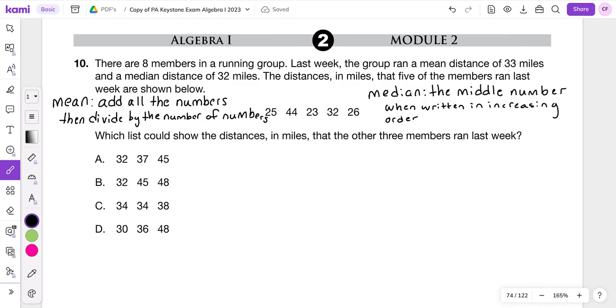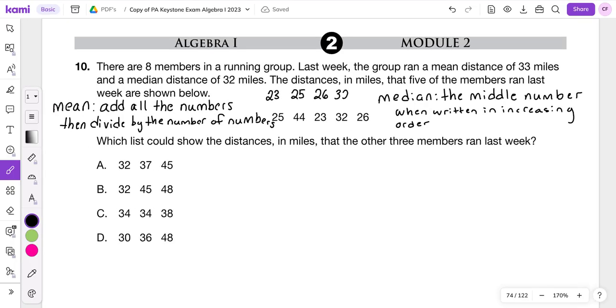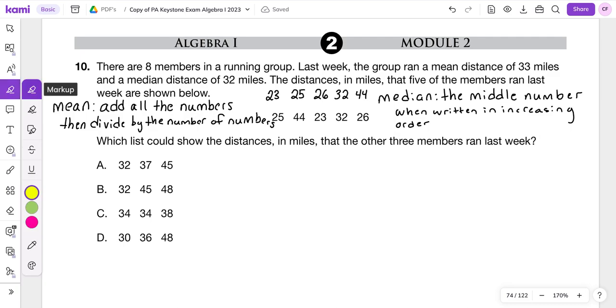From least to greatest, 23 would come first, followed by the 25, then the 26, then the 32, and lastly the 44. It says which list could show the distances in miles that the other 3 members ran last week. Just a reminder what we're trying to have here: when we include those other values, we need a mean distance of 33 miles as well as a median distance of 32 miles.